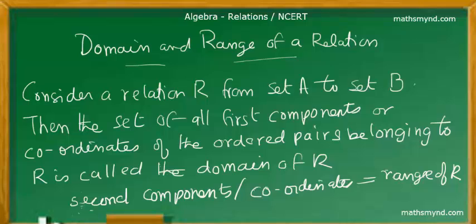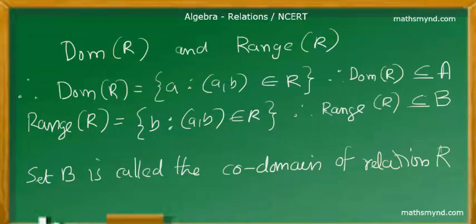And naturally, the set of all second components or coordinates of the ordered pairs belonging to a particular relation is what is called the range of a relation. And let us look at a very simple case. It's written as dom, that's domain of a relation, and range of a relation. And in a set builder form, it's represented as domain is a such that (a, b) is an element of R.